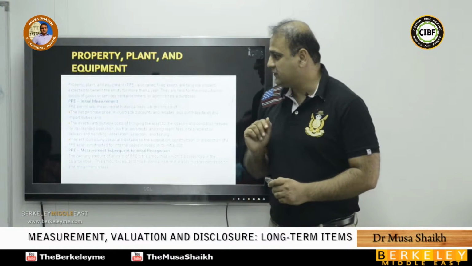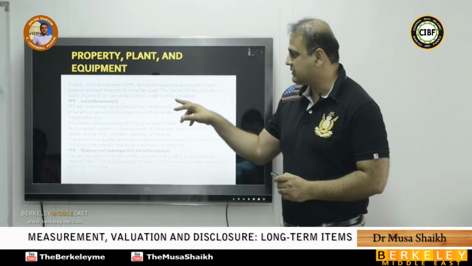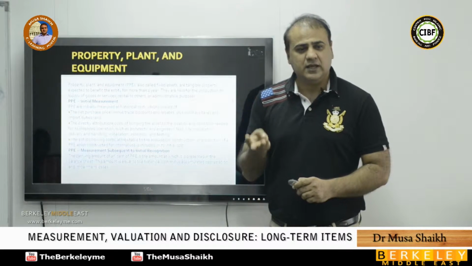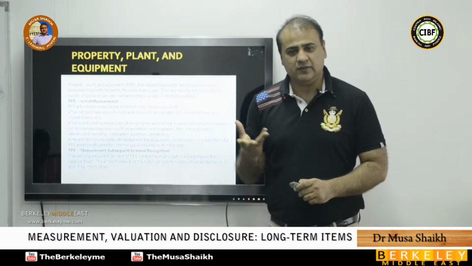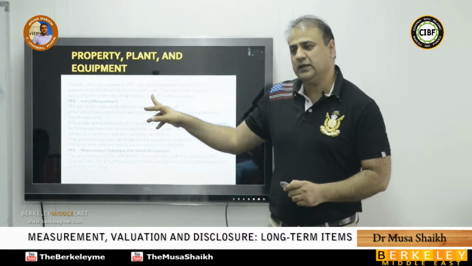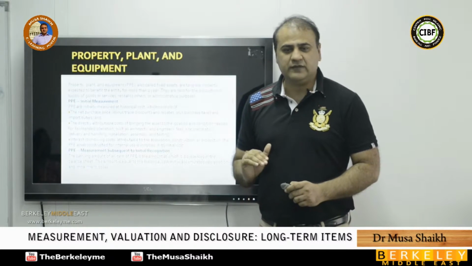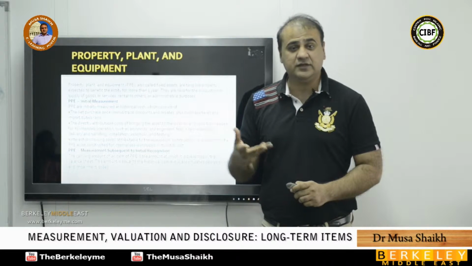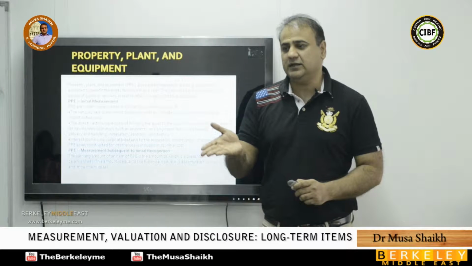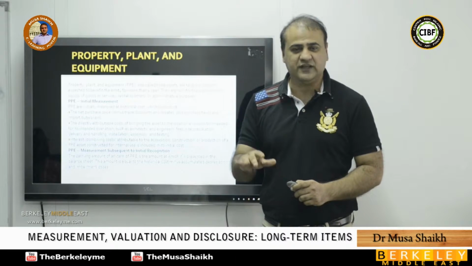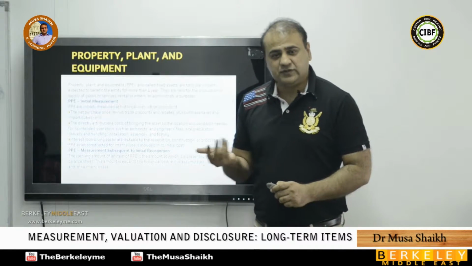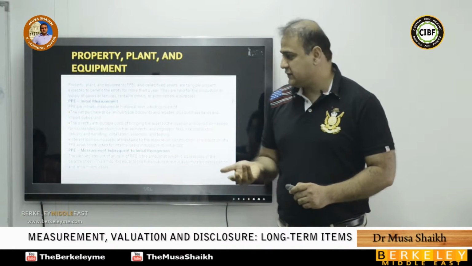I'll start my discussion with property, plant and equipment. It is also called fixed asset, capital asset, non-current asset. These are all names of the same thing. They are expected to give benefit for more than 1 year, so their useful life is more than 1 year. It can be 5 years, 10 years, 20 years, 50 years. It depends upon whether it is a building, a vehicle, furniture, or a fixture. And these plants we put in for production, sometimes for other purposes.